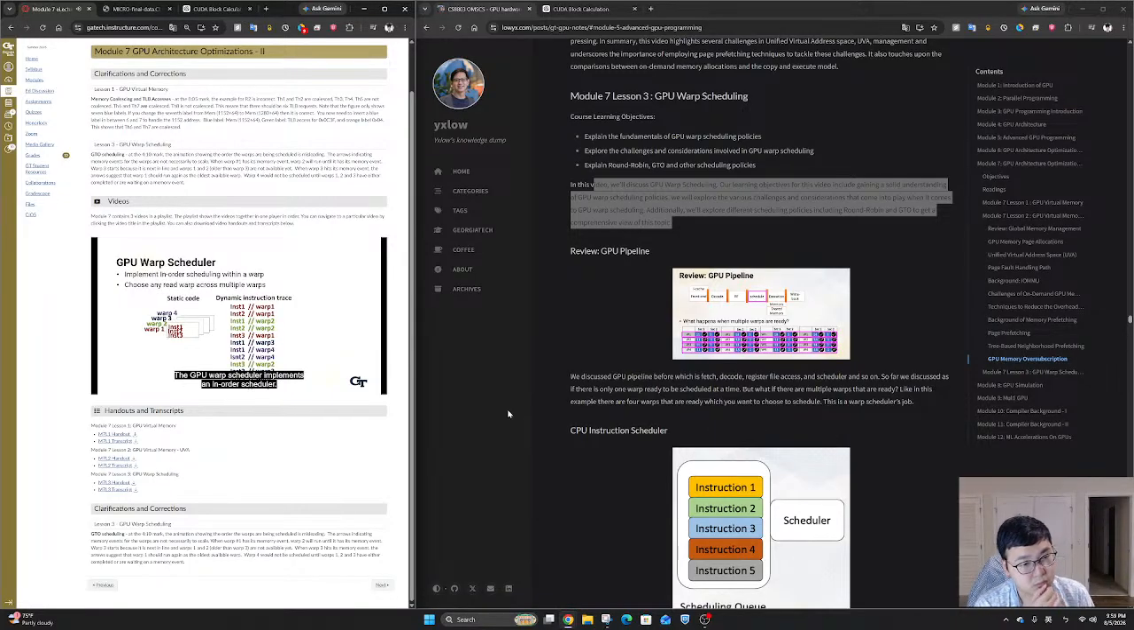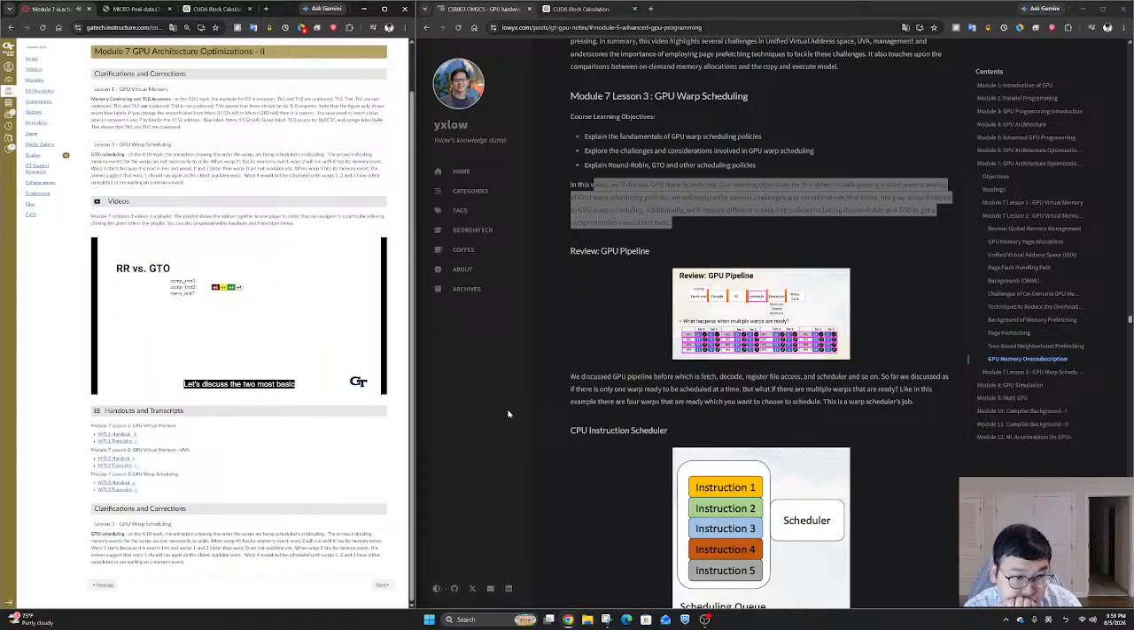The GPU warp scheduler implements an in-order scheduler. However, even though it's an in-order scheduler, when there are multiple warps ready, it selects and executes whichever warp is ready. Hence, if you examine the final execution of the instruction stream, it all appears to be out-of-order execution. Let's discuss the two most basic GPU warp scheduling policies, which are round-robin and GTO, greedy then oldest.